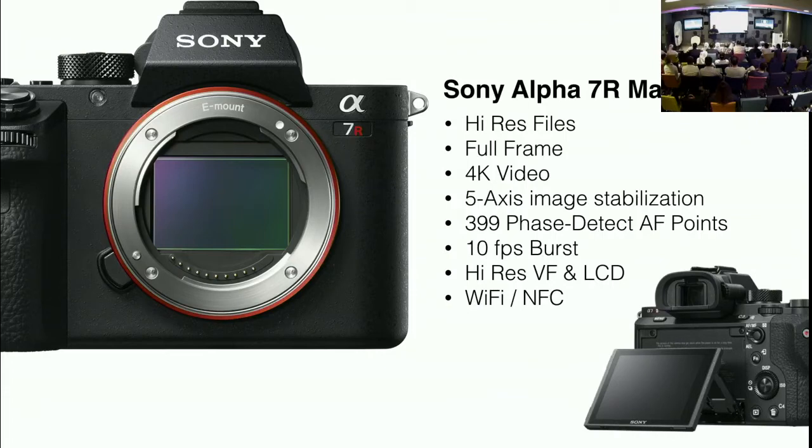The other models, the A7 III and A9, have 693 autofocus points, 693. And these points cover 93% of the frame. So if this is your frame and the model moves to this side, there are still autofocus points following her.